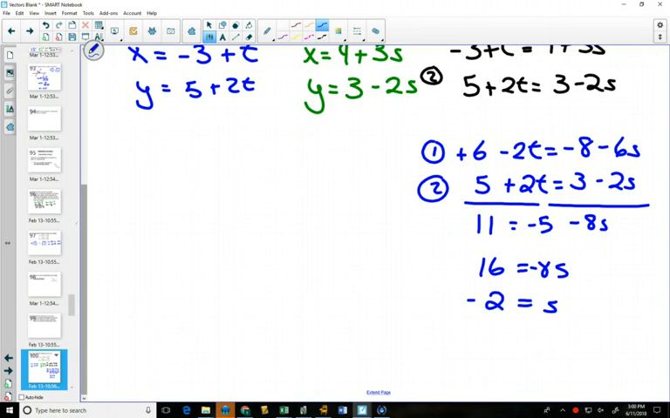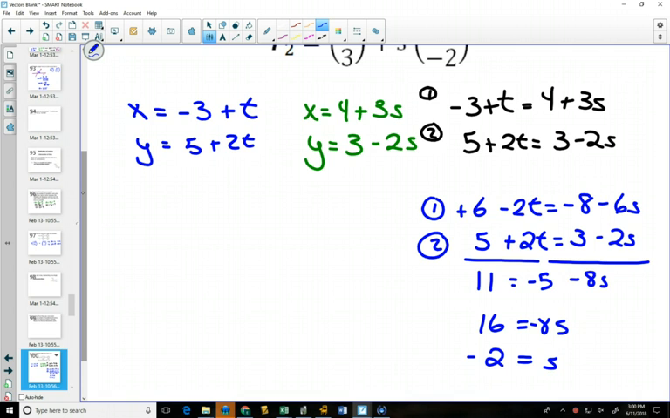And since you have s is equal to negative 2, you could plug that back in to either of your equations and solve for t. So s is negative 2. Negative 6 plus 4 is negative 2, plus 3. T would be equal to 1.